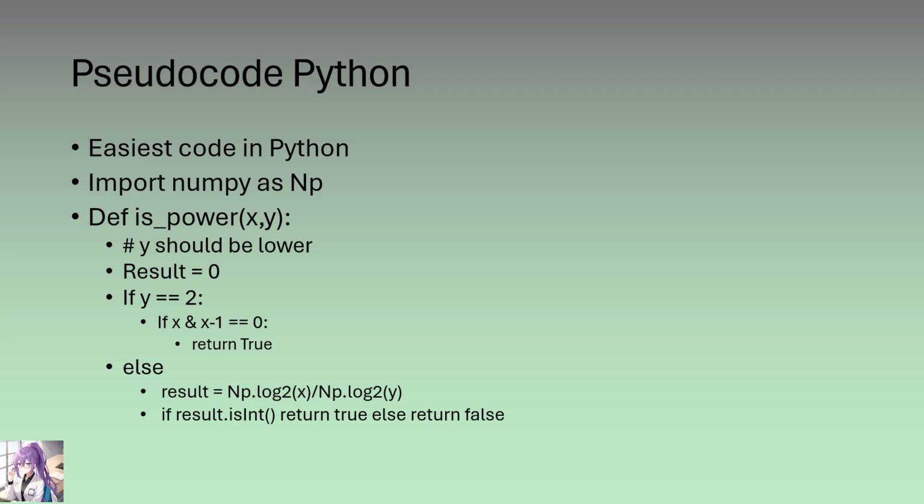Now, if y doesn't equal 2, we go on to the else statement. We're going to assign np.log2 of x divided by np.log2 of y to the result variable. Then we're going to check to see if that variable is an integer. If it is an integer, we return true. If not, we return false.